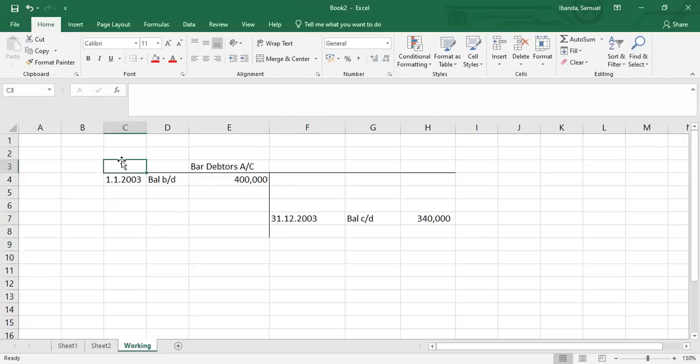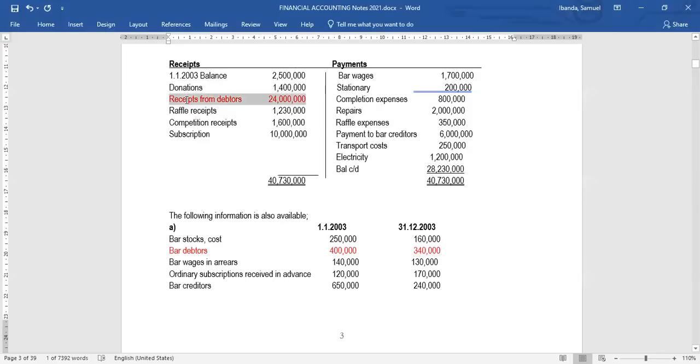Of course, this is debit. This is also credit. This side is credit, like this. So that is the first step that I'll do. Now, the next thing I'll do is receipts from debtors. Okay. Now, receipts from debtors. As you can see, we have 24 million.